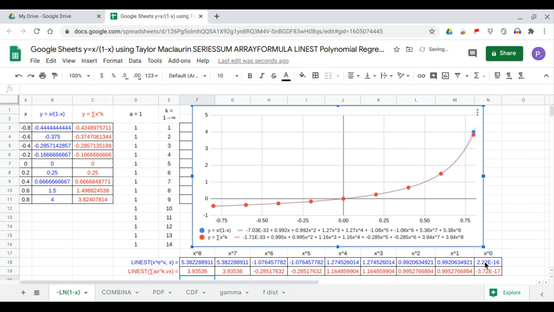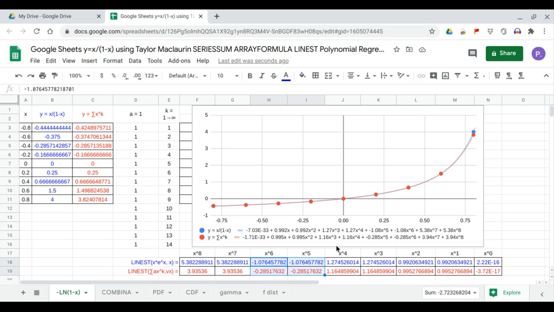So the coefficient of x to the 0, they're different, but these are small numbers. So this is 0. The coefficient of x to the power 1 is 0.992, and the same as x squared. So they are the same, 0.992, 0.995. The coefficient of x cubed, 1.27, 1.16, they're the same. So these are 1.27, 1.16. That's x cubed and x to the 4th.